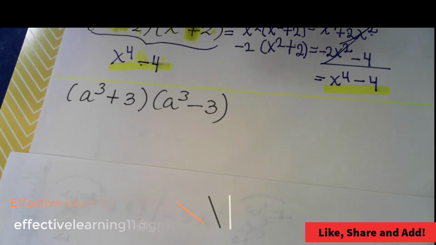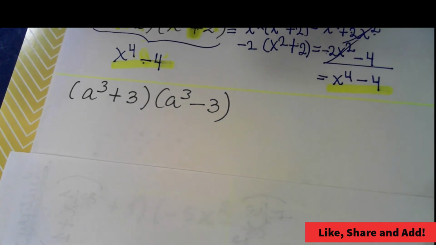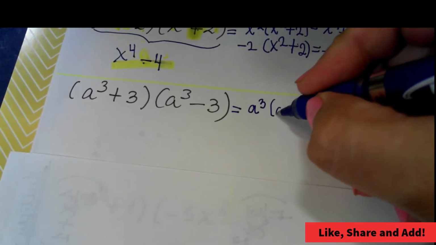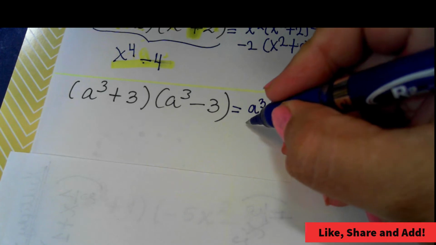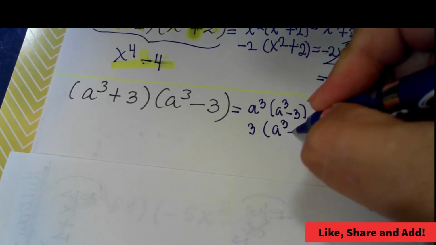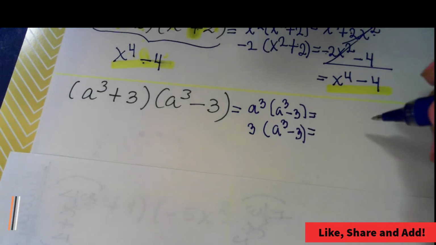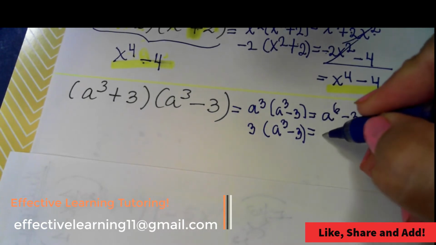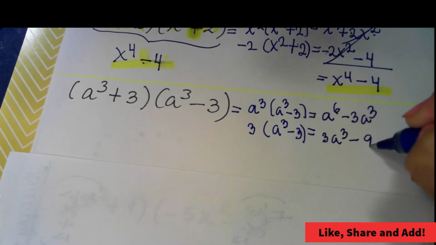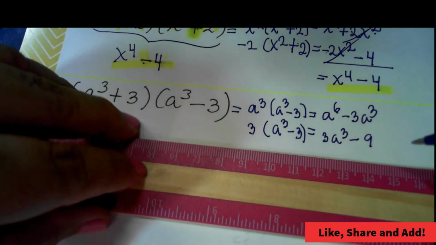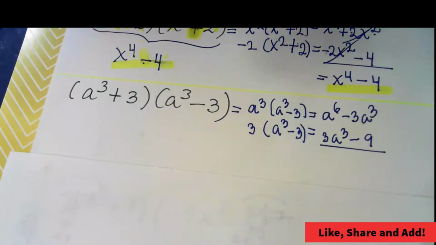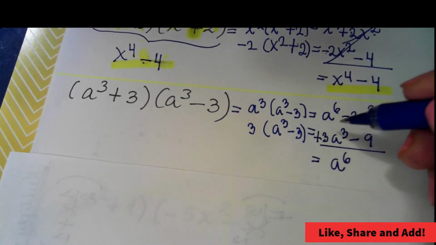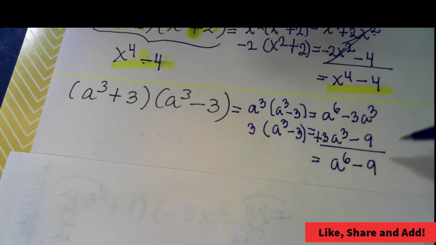Here we have the same case, positive and negative, a with exponent 3 and number 3. So we are going to process here a cubed times a cubed minus 3, and a cubed plus 3 times a cubed minus 3. So your partial answers are going to be a to the 6th minus 3a cubed, and here 3a cubed minus 3 times 3 is 9. So your final solution is going to be a with exponent 6, negative 3 and positive 3 when you don't have a symbol is 0. You just get negative 9.